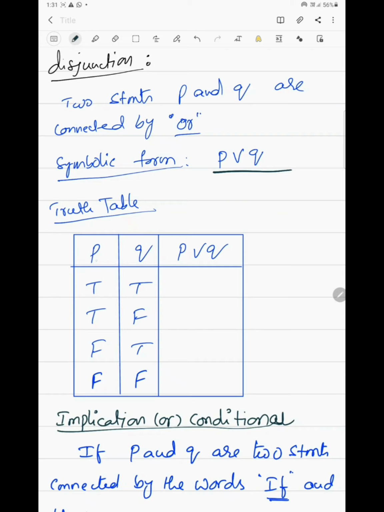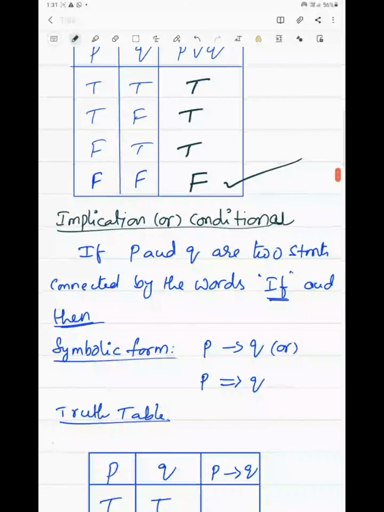Then what is the disjunction of these two? FF, F. Remaining cases all are true only. That is TTT, TFT, FTT. Got it? So you have to remember for disjunction FF, F. For conjunction TT, T, remaining cases false. For disjunction FF, F, remaining cases are true. Right?